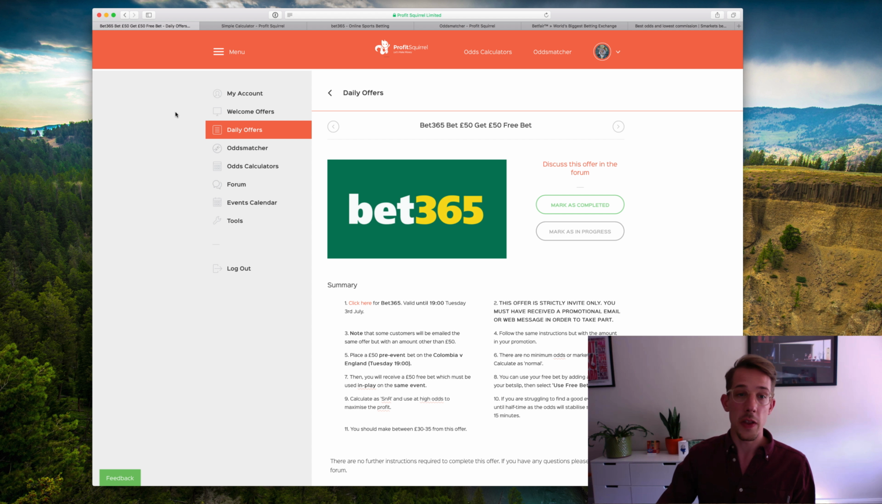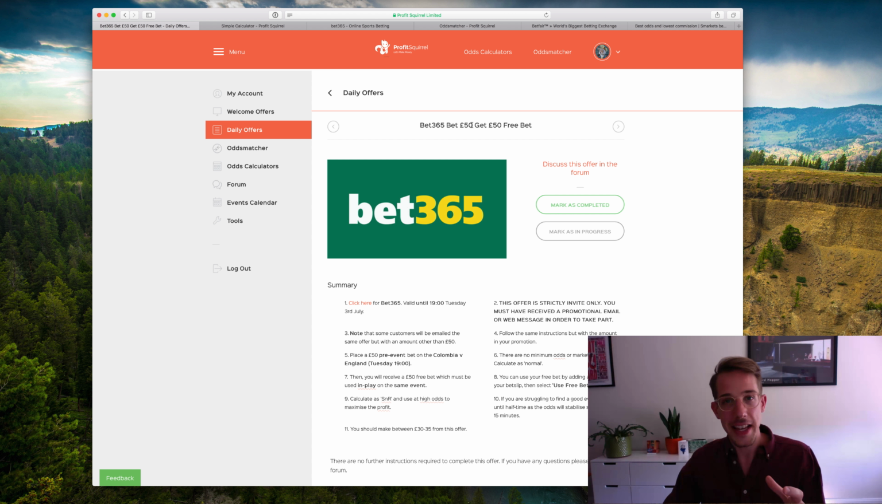So this is an offer that we have here in the Profit Squirrel daily offers section from Bet365. It's a really good offer. You basically can bet up to £50 and they will match the amount that you bet pre-match, pre-event I should say, with an equivalent free bet. So this is on the England-Colombia match, which is tonight on the day that I'm filming this. And this offer is basically just saying place a bet before the event starts and we'll give you a free matched bet to whatever that amount is to use during it.